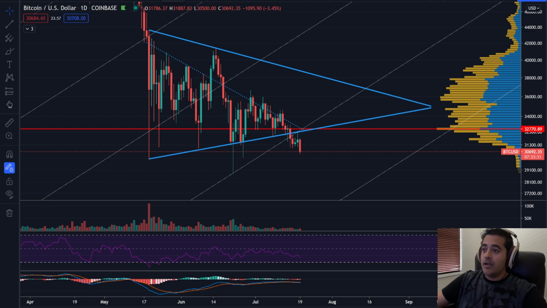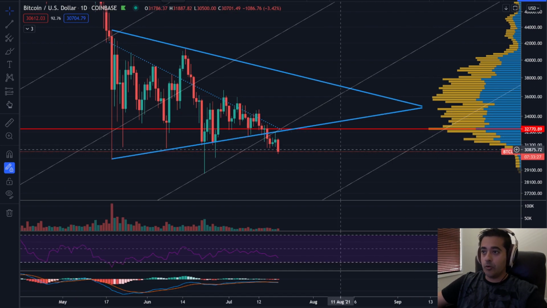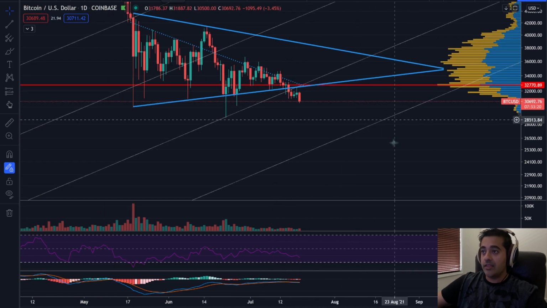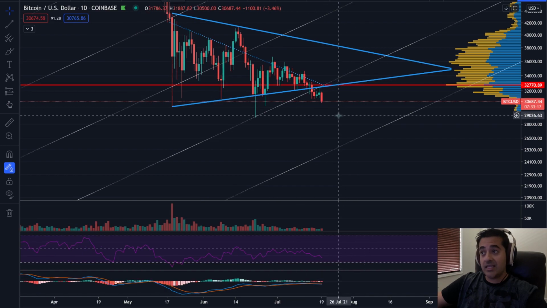Let's get started. Okay, so the first thing that we're checking out is the Bitcoin chart. And basically what you'll see is today with the market open, we have dipped further below and now we are in a new regression channel. This is a bottom regression channel that we haven't seen before in history.